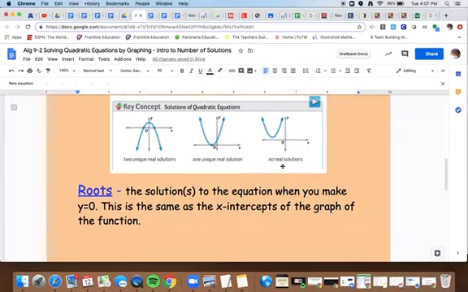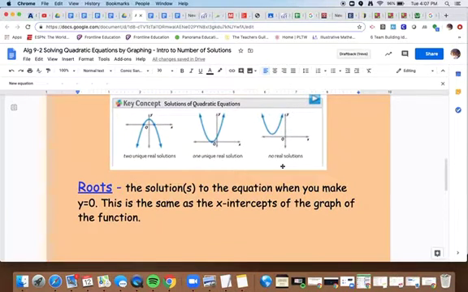Okay, so that's the big concept: these roots are where the graph crosses the x-axis. And it's either going to be in no spots, one spot, or two spots. So we would say no real solutions, one root or a double root, and then this one where it has two roots.